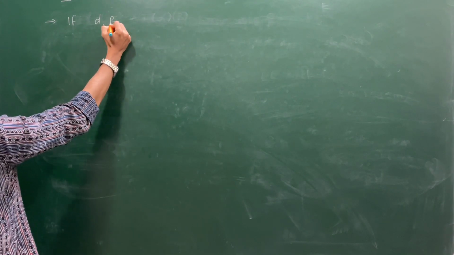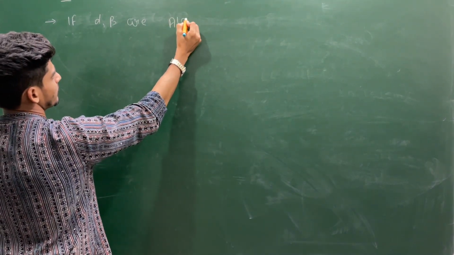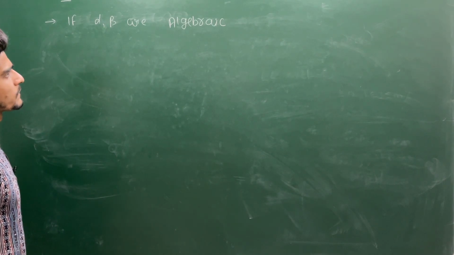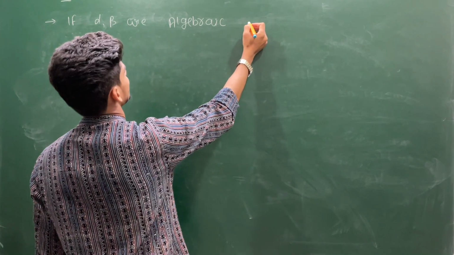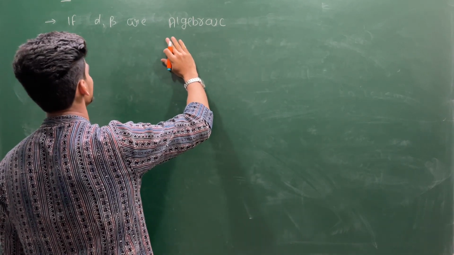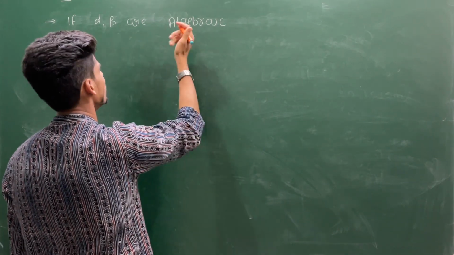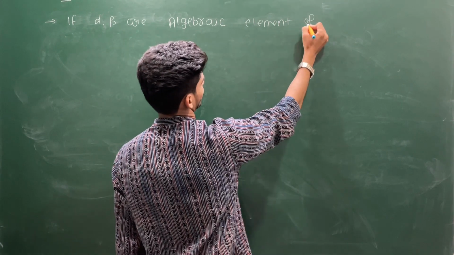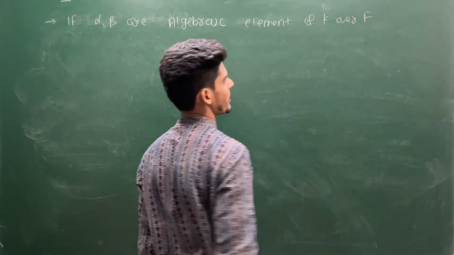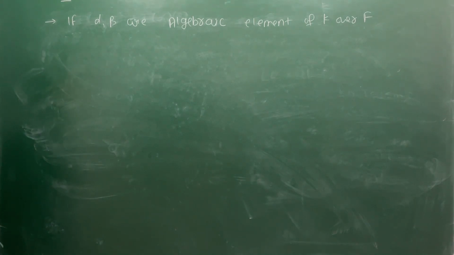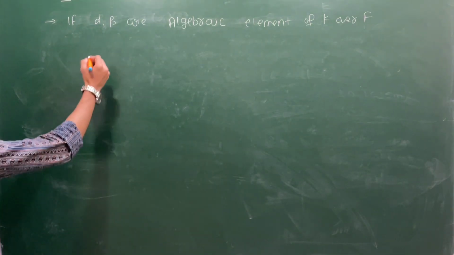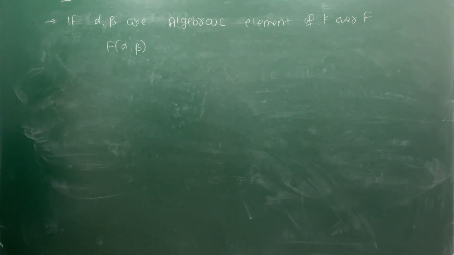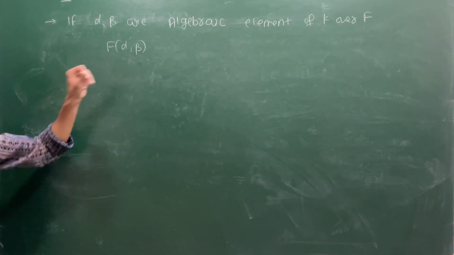If alpha and beta are algebraic elements of K over the base field F, so we have this extension, say F(alpha, beta). What can you say about the basis for this extension, F(alpha, beta)?